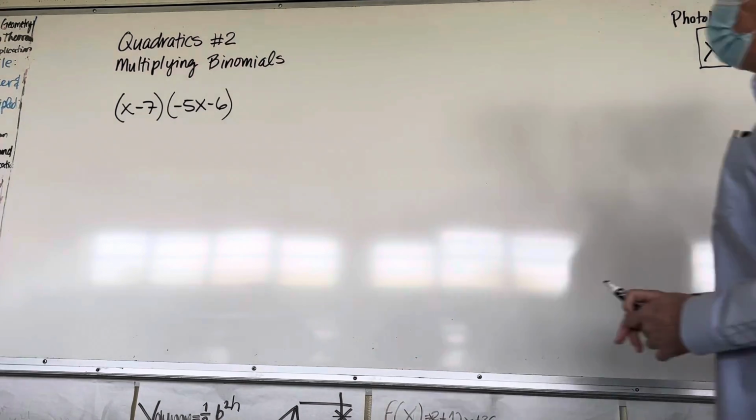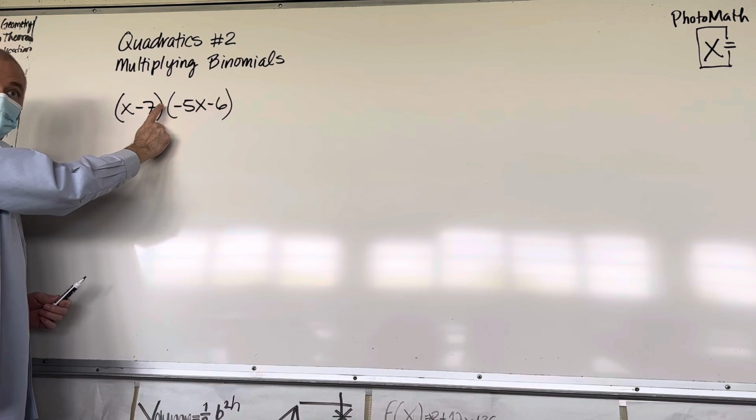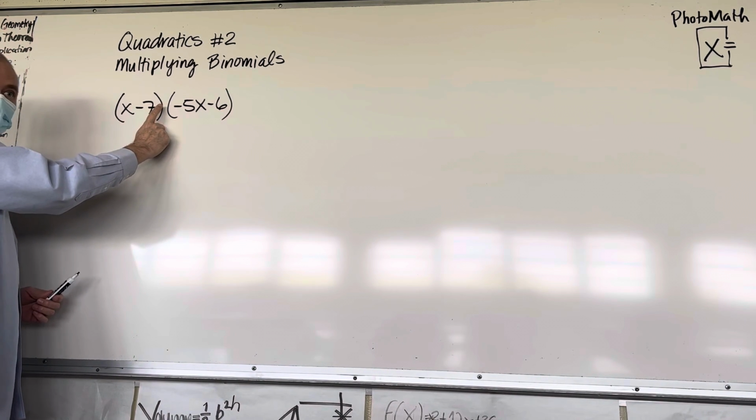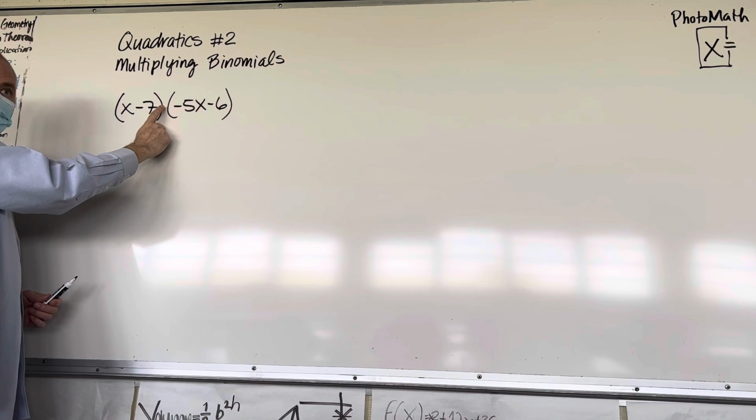What's happening between the 2 parentheses? There's an operation in math going on here. It's invisible. What's happening between there? What's the operation between these 2 parentheses here?